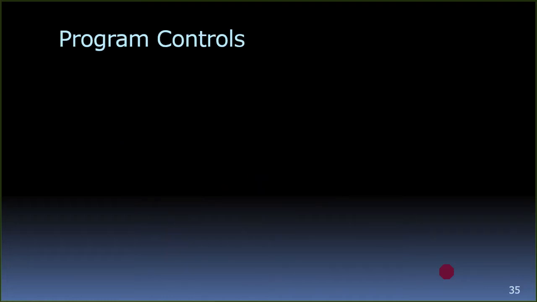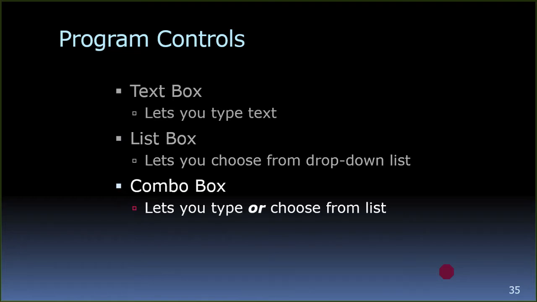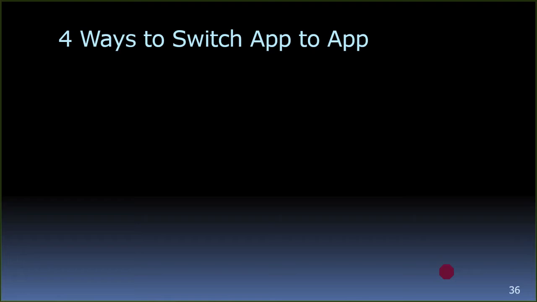Now, in each program window, there are usually a number of controls which let you control the program. There may be a text box which lets you type a particular selection. There could be a list box which lets you choose from a drop-down list. Or there could be a combo box which lets you either type a particular thing or just choose from the list. And there may be a number of command buttons which let you do various things just by clicking a certain button.